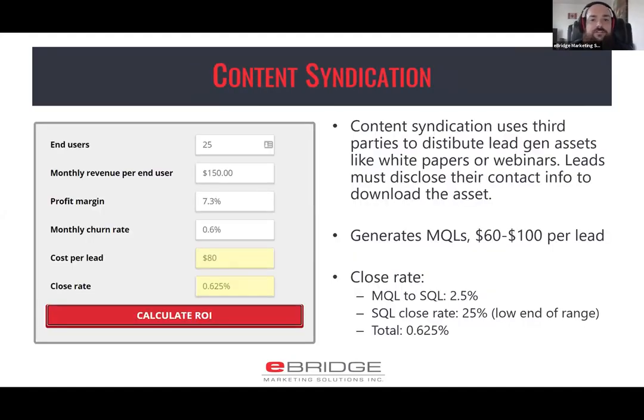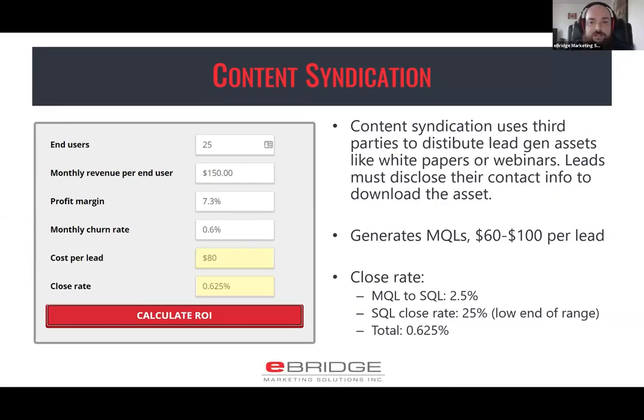So first we have content syndication. Content syndication is when you produce a lead generation asset such as a white paper, a case study, infographic, or a recorded webinar, and you use a third party to distribute it. This was a little bit more in vogue, I would say, a few years ago. You would see it a little bit more often back then. And the idea is that the person who's visiting the third party website who wants to download your asset has to disclose their contact information to do so.